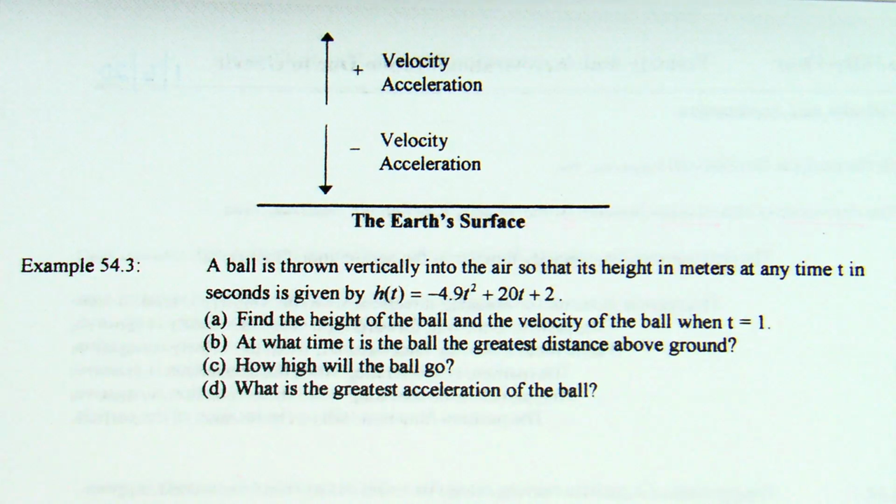Okay, so we've got a 4-parter here. In a way, we've done bits and pieces of this as early as algebra, so this relates back to our algebra. We're using the calculus spin on it, though. A ball is thrown vertically into the air so that its height in meters at any time t in seconds is given by h of t equals negative 4.9 t squared plus 20t plus 2.